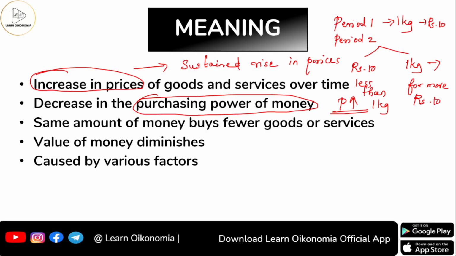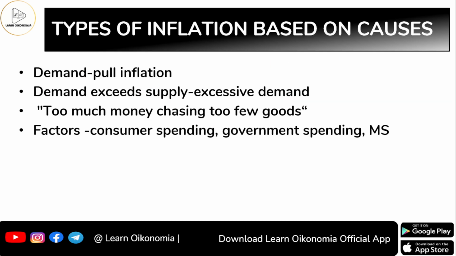Or it would be diminishing. And this diminishing effect on the value of money would be caused by a variety of factors. You do have multiple factors affecting it, and we are moving on to those here. So this is what drives us to the types of inflation based on causes.